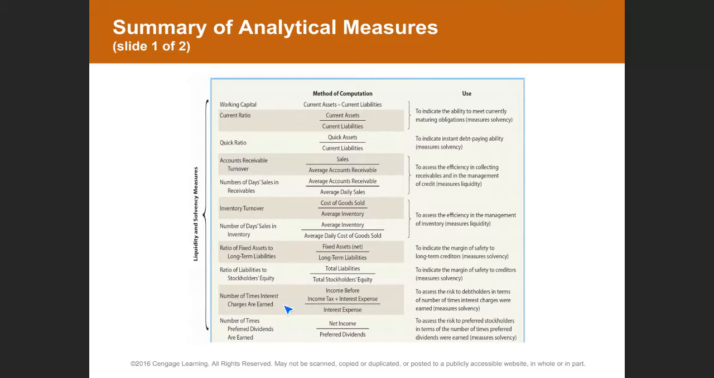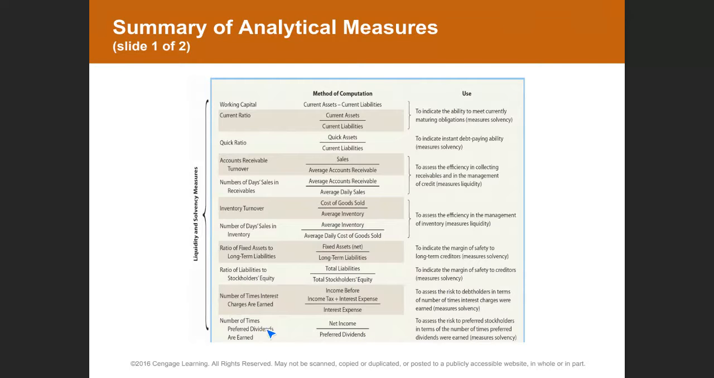Number of times interest is earned. You take your income before income tax plus your interest expense, divide that by your interest expense, and this is used to assess the risk of debt holders in terms of number of times interest earned, and it measures solvency.